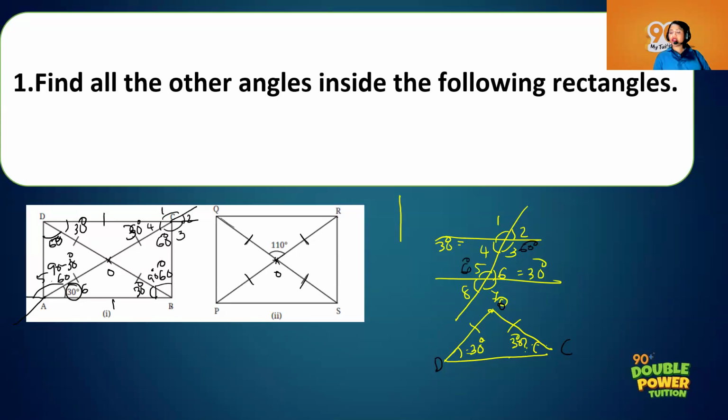Clear? So it's clear to you? Ishan, it's clear? Abel, it's clear to you? Tia, no.